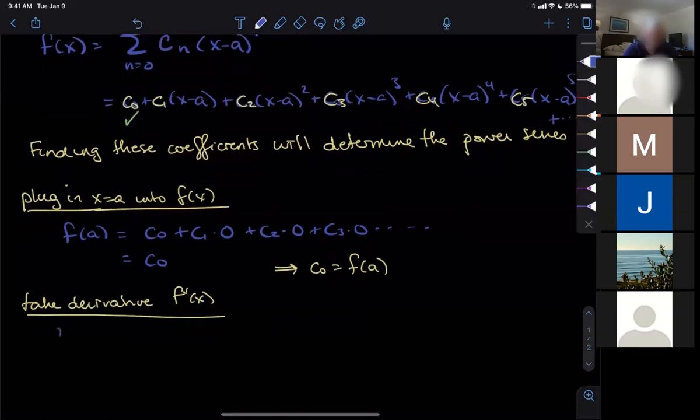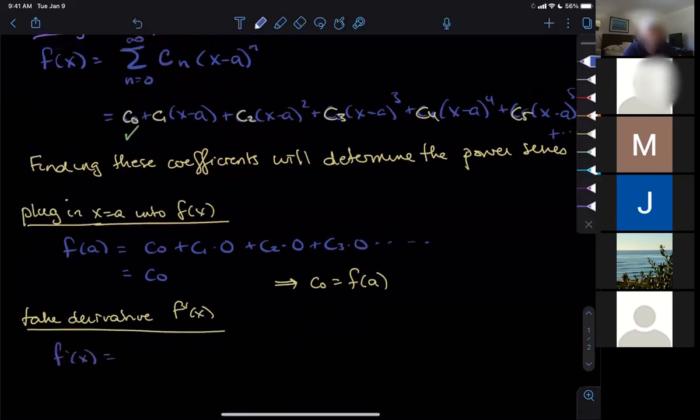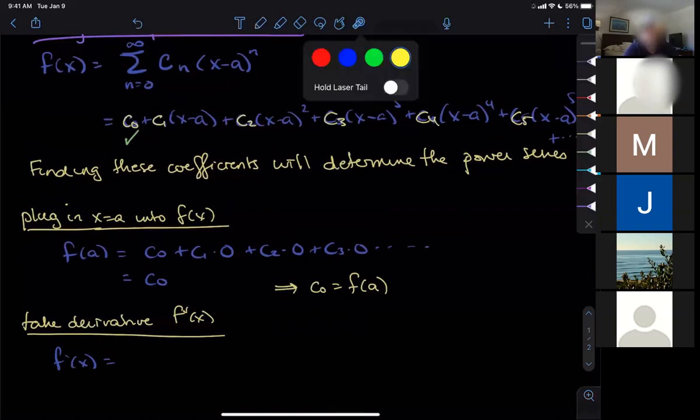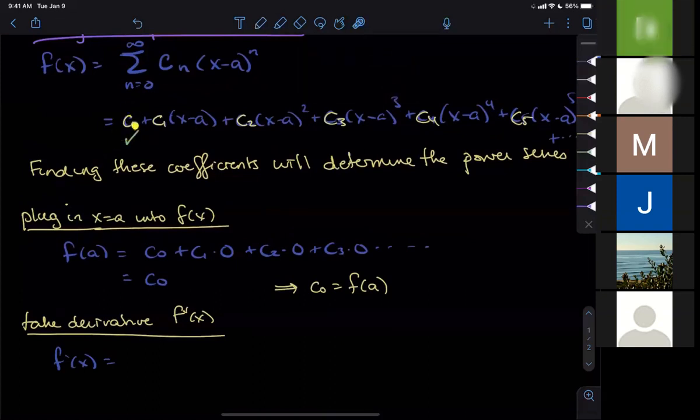Okay, so on the left-hand side, you just have f prime of x. And what happens here? Well, when I take the derivative, this constant goes away. And then here I've got constant times derivative of this. Well, derivative of this is just 1, so I'm going to have c1. And I'm going to have c2 times the derivative of this, 2 times this thing to the 1 power, etc. I'm just using the power rule over and over. So the c0 goes to 0, and I'm going to have a c1 times 1, and then a c2 times 2(x minus a) to the 1 power, and a c3 times 3(x minus a) squared.